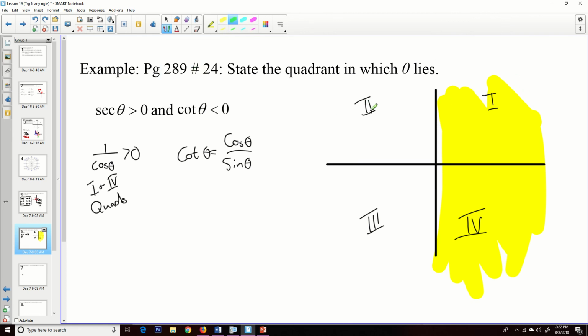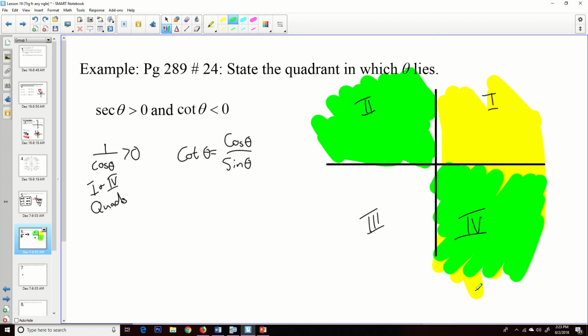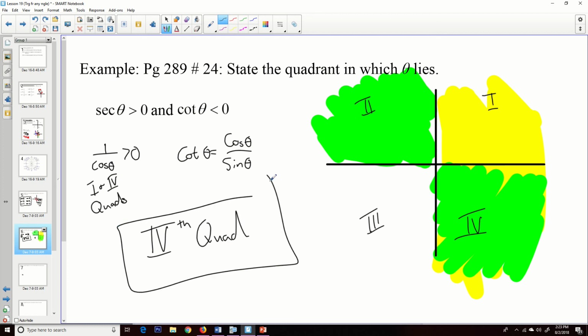But in the second quadrant, the y value is positive, but the x value is negative, so it would work in this particular quadrant. All right, and in the fourth quadrant, the x values are positive, so the cosine would be positive, and the sine is negative. So positive divided by negative is going to be a negative, so the place where they overlap is where both of these things are true. So my final answer for this particular one is obviously the fourth quadrant. Box around that, move on.